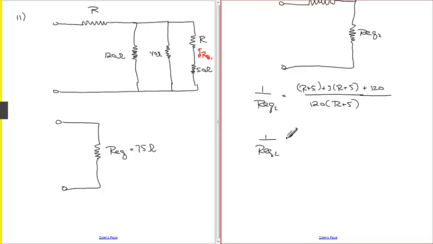So what we have, multiplied out and grouping like terms, is R plus 5 plus 3R plus 15 plus 120, all over 120 times R plus 5. Grouping like terms, we'll have 4R, and 5 plus 15 is 20, plus 120 is 140.